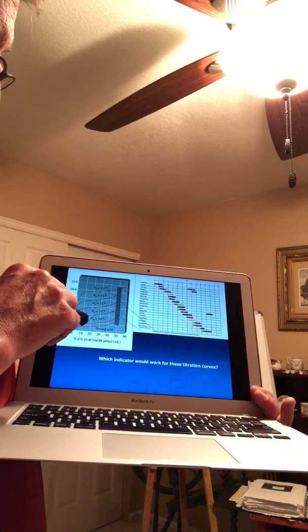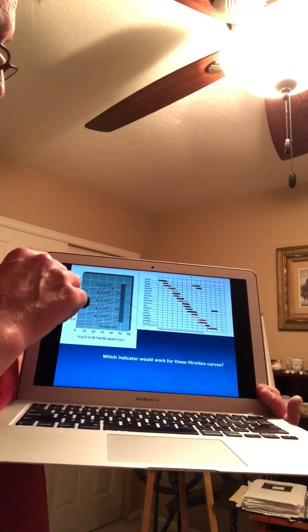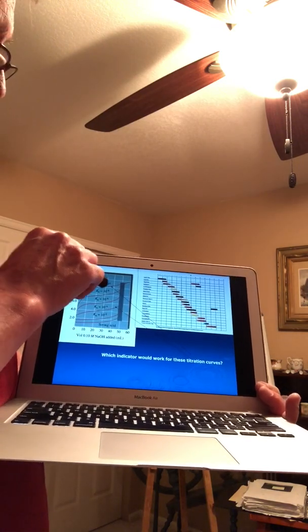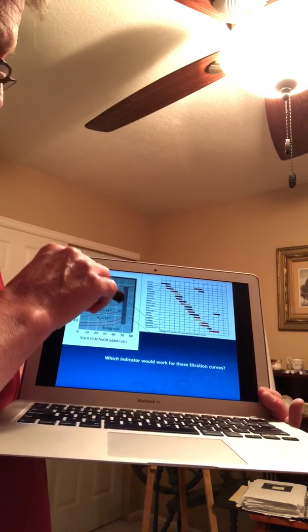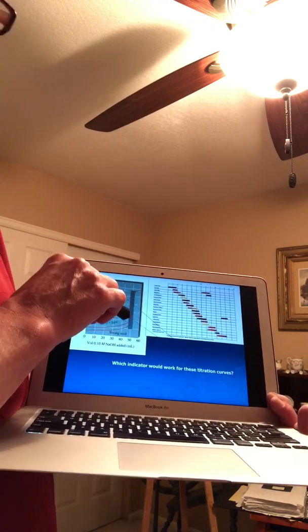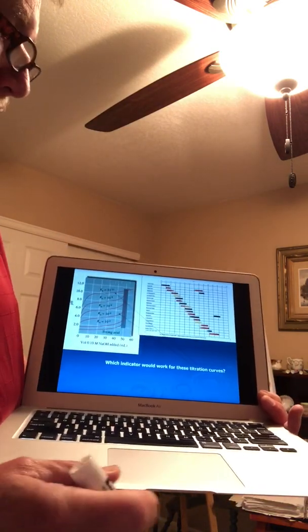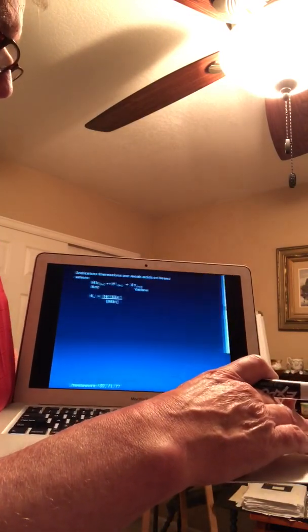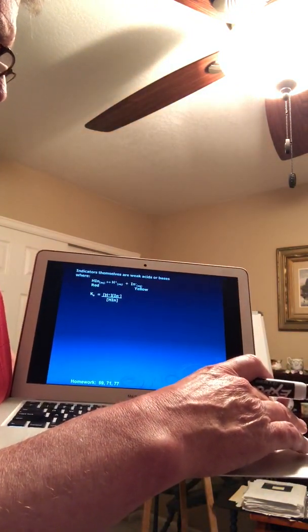And you can see here's stronger acids, and then the acids get weaker. But again, phenolphthalein usually falls right in there, and that's why phenolphthalein is such a good indicator. Okay, and I'm going to skip this page too.